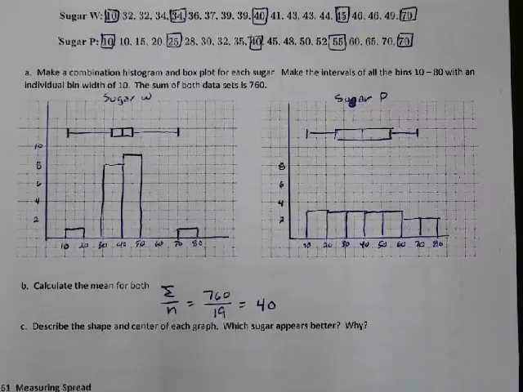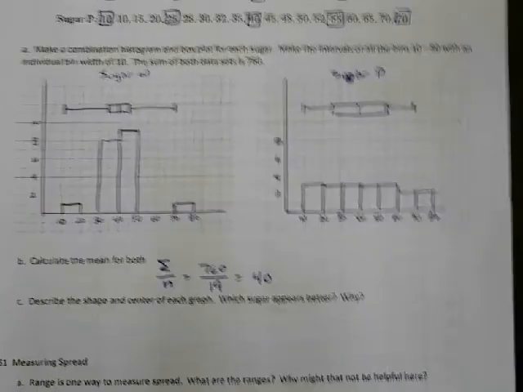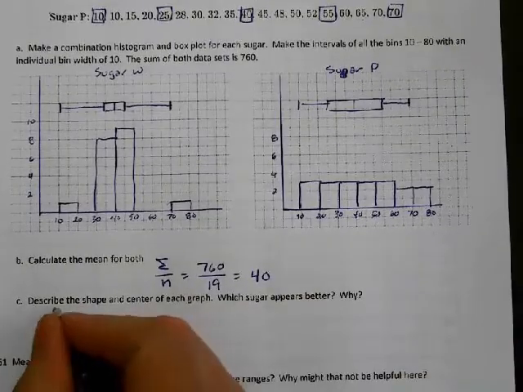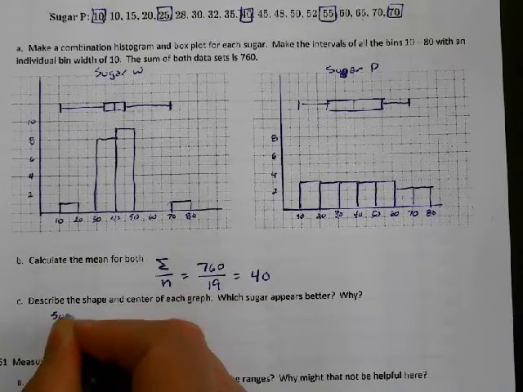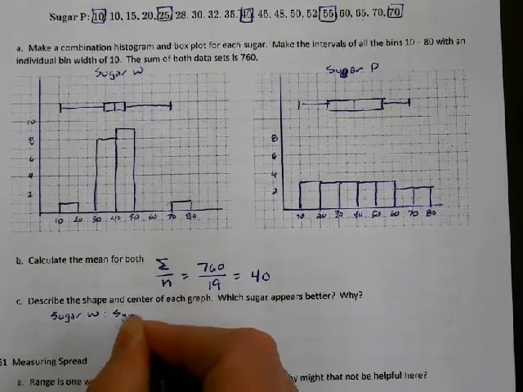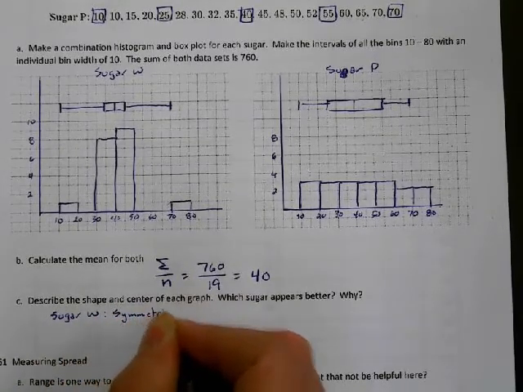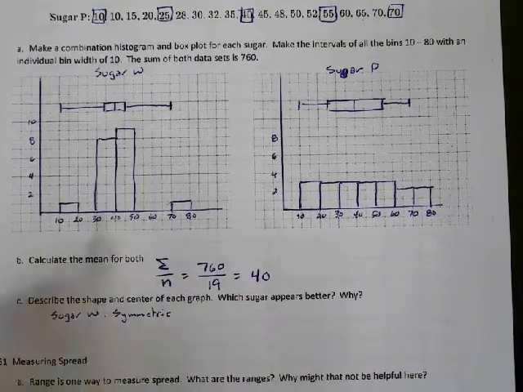So does that mean that the two sets of data are the same? Obviously not. We can tell by looking at the histogram that they're not the same. Describe the shape and center of each graph. Okay, so the shape of sugar W is symmetric, because if you drew a line down the middle, it's about the same on either side.